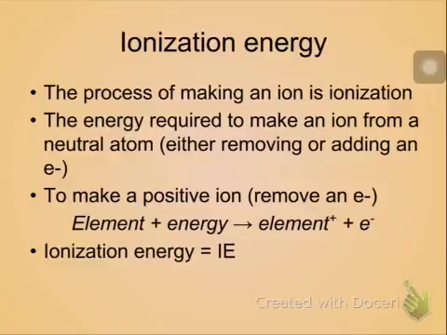You have to disrupt that charge balance, so we could add an electron. What else could we do? Take an electron. We could steal an electron away from an atom. And the process of making an ion is called ionization.